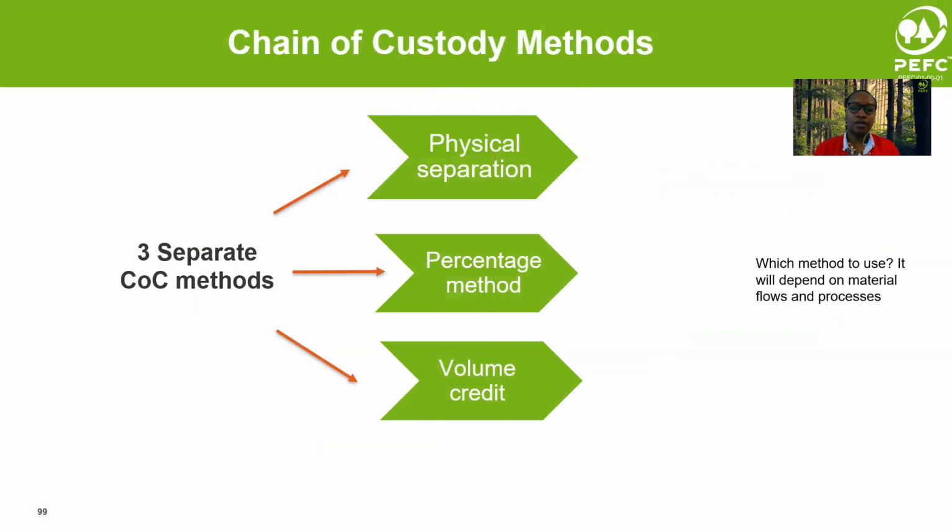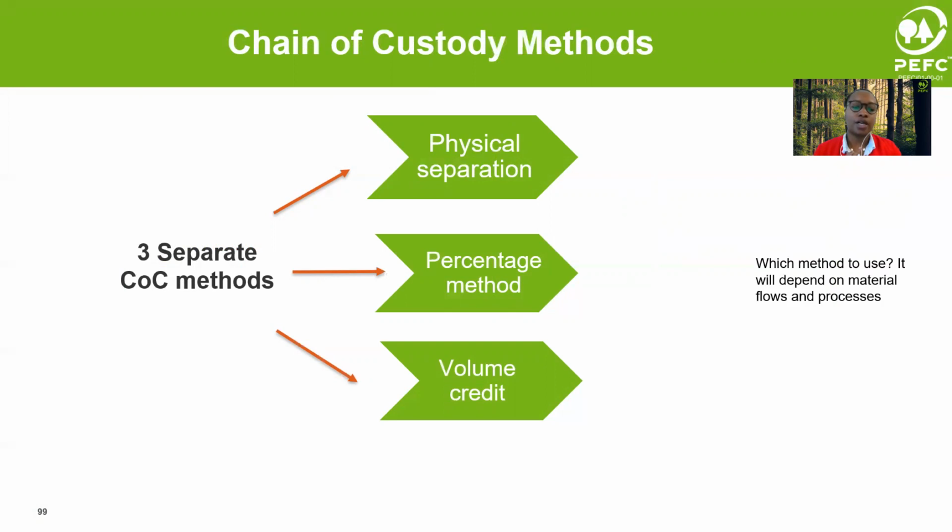With that refresher, now let's look at the different chain of custody methods that we have. We have 3 separate chain of custody methods: the physical separation method, the percentage method, and the volume or the credit method. First, I will start with the physical separation method. We will have a short quiz after, led by Huang. And then after our quiz, I will look at the percentage method and the credit method together, because you will see that the percentage method has an influence on the credit method.